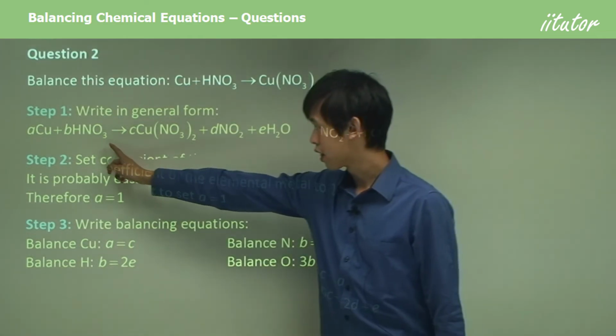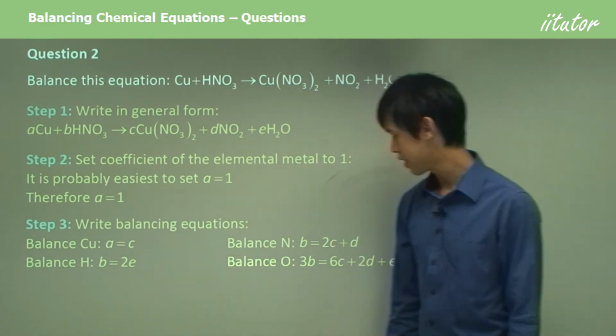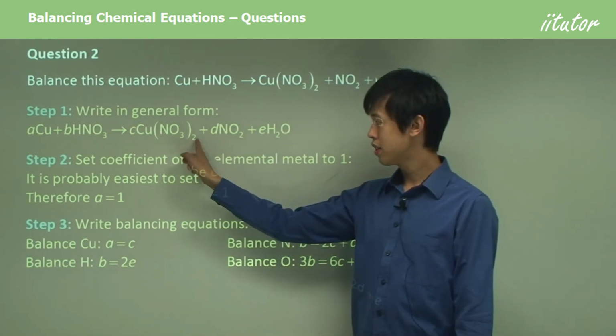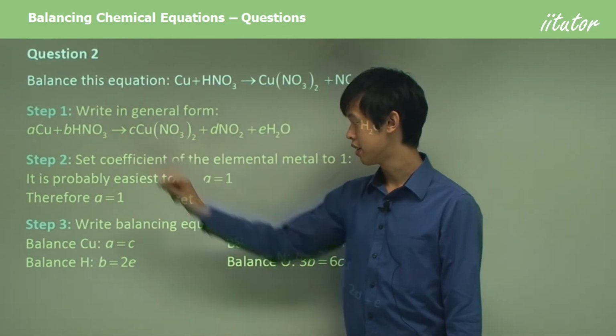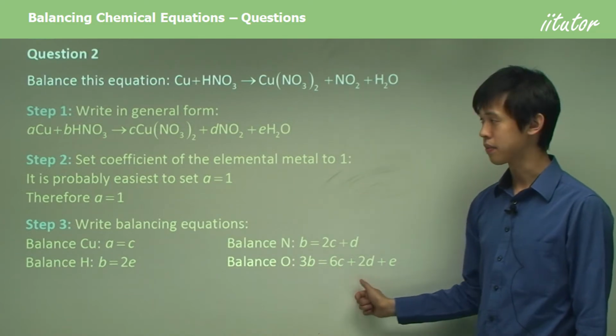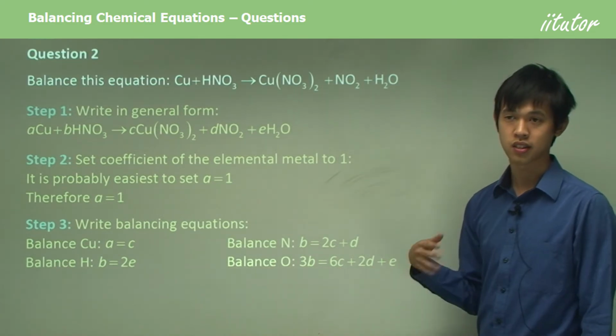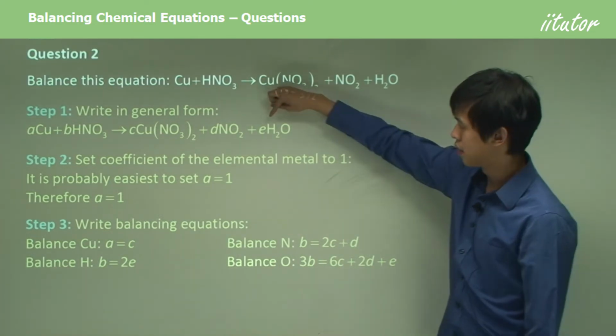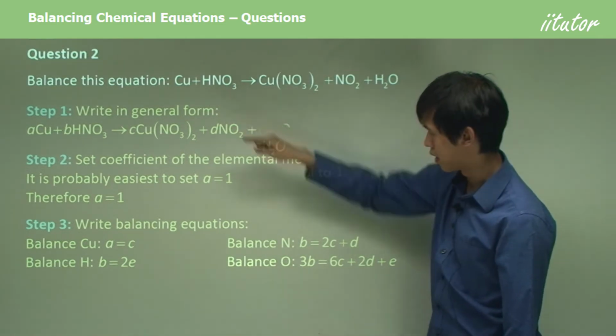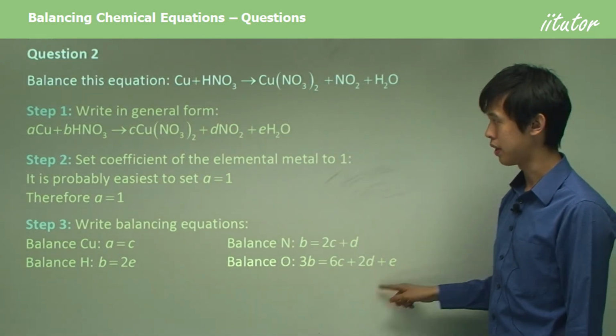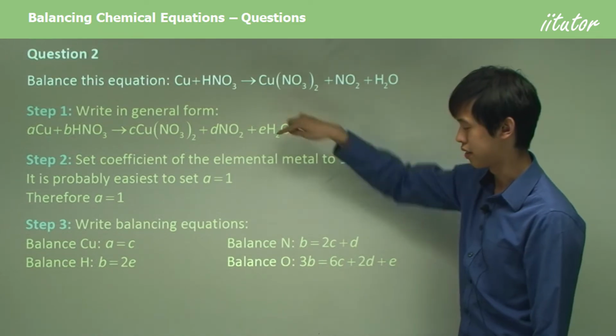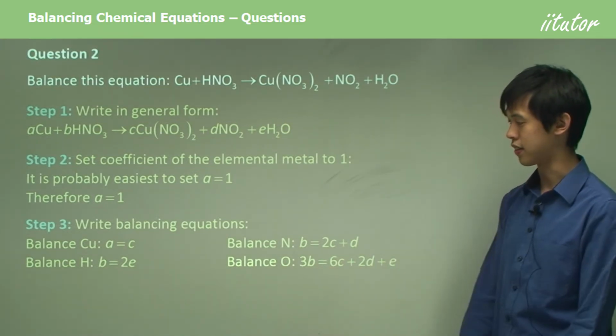But you've got 3 times B oxygens on the left-hand side, which is here. On the right, 2 times 3 times C, which is 6C. 2 times 3 is 6, times C is 6C. Plus D times 2 oxygens, so 2D, plus E oxygens. Okay, so this is the balance for oxygen.